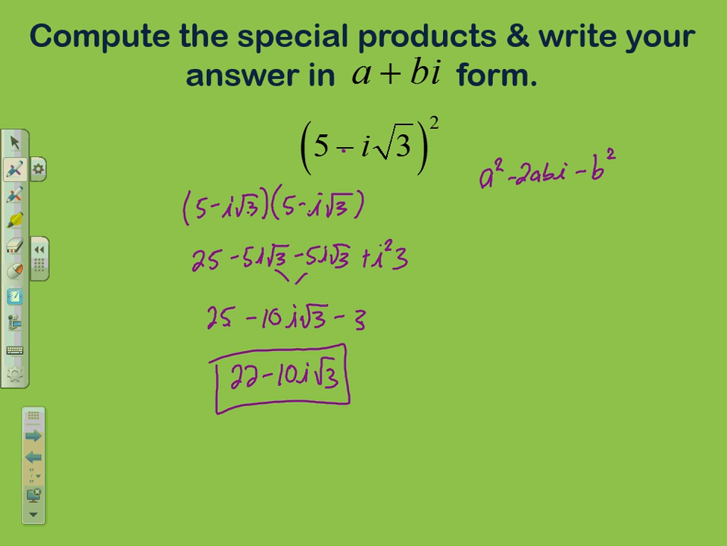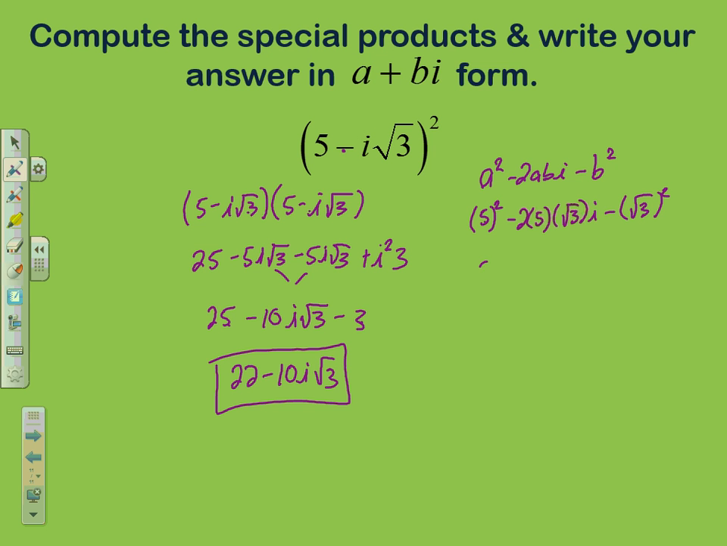I always tend to do foiling simply because I do it all the time. We foil so much, and the rules are a little particular, but if you remember them and you want to use them, please, by all means, go ahead. So we're going to take the a term, which is the 5, and square it, minus 2 times the 5. Now the b term, the real part of the imaginary number that we have there, is the square root of 3. So I'm going to put the square root of 3 in there for the b, and then I'm going to say minus the square root of 3 squared again for b.